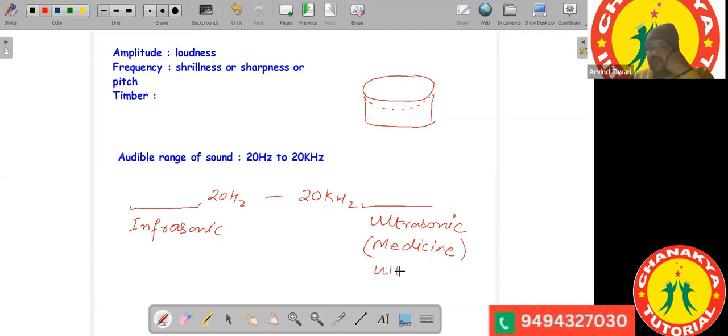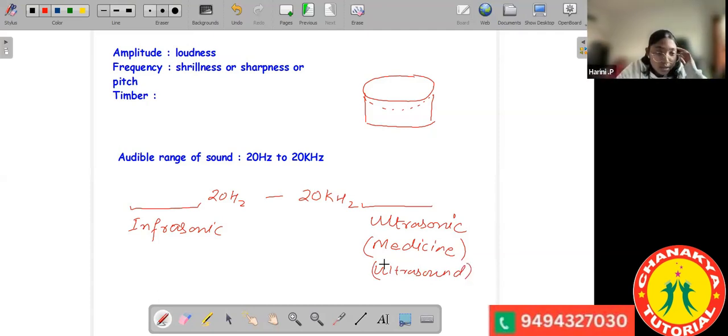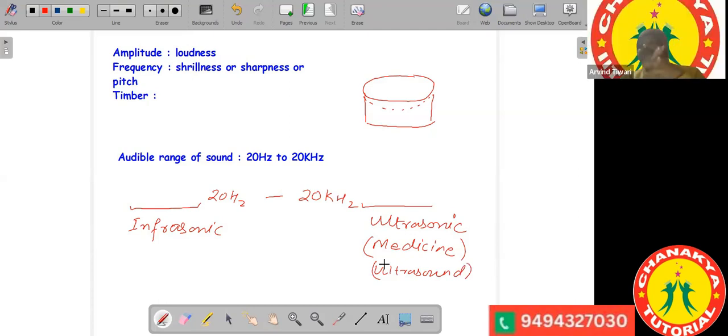So I hope you have heard about the word ultrasound. Yes, sir. It's used to destroy the stones in kidneys. Yeah, it is used to understand your internal organs. It is used to understand the development of a fetus. So for all the internal studies, we use these ultrasonic sounds.